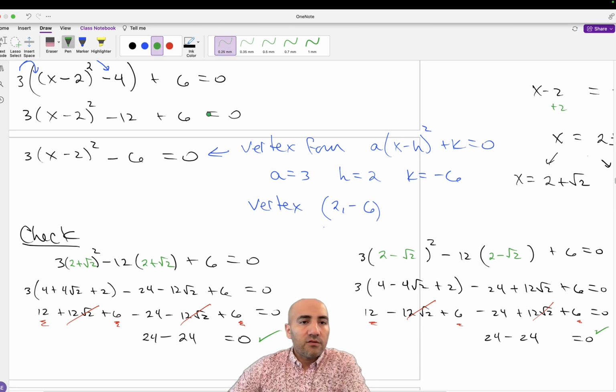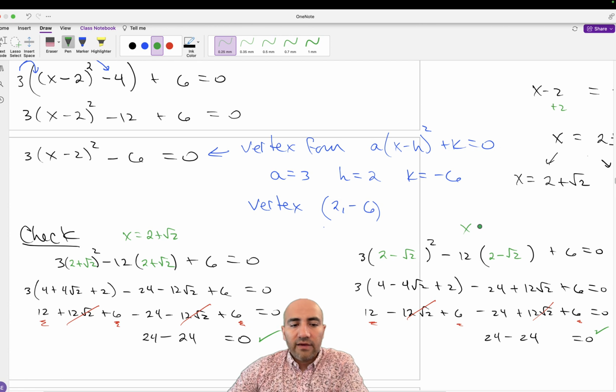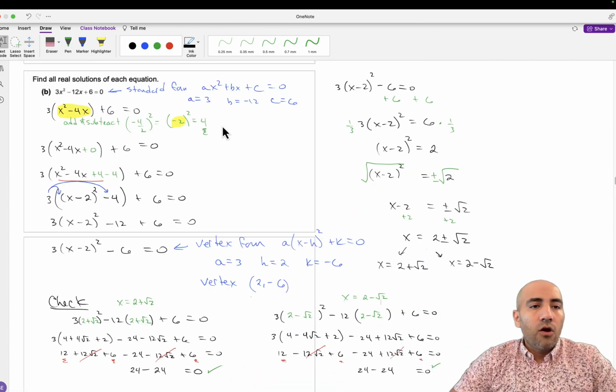This was, let's organize this. This was for the case of x equals 2 plus root 2. So over here, this is the case of x equals 2 minus root 2. Okay, so there you go.